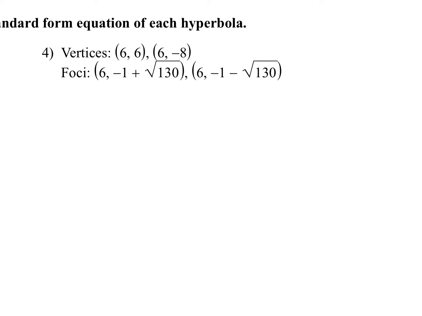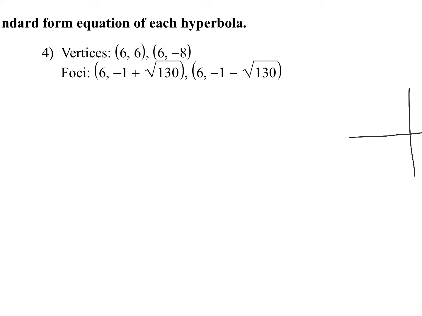All right, so this one we have coordinates of vertices and foci. So let's sketch what we got, just kind of a rough idea here, and see if we can piece everything together. So my vertices are at (6, 6), and then also (6, -8). Okay, so I'm just going to eyeball where that might be. (6, 6) could be there, (6, -8) somewhere down there. Okay, so those are the vertices.